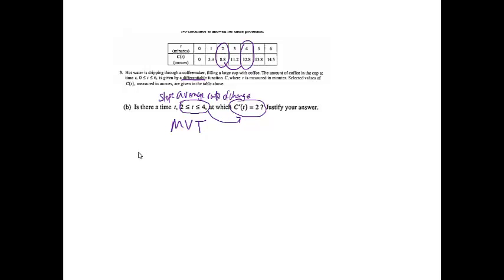So if I find that slope, I'm going to get slope is equal to 12.8 minus 8.8 over 4 minus 2. That will give me 4 over 2, which does equal 2. So since I found out that the slope between 4 and 2 is equal to 2, and the mean value theorem holds, I know that the derivative also has to equal 2. So I'm going to say, is there a time? Yes.